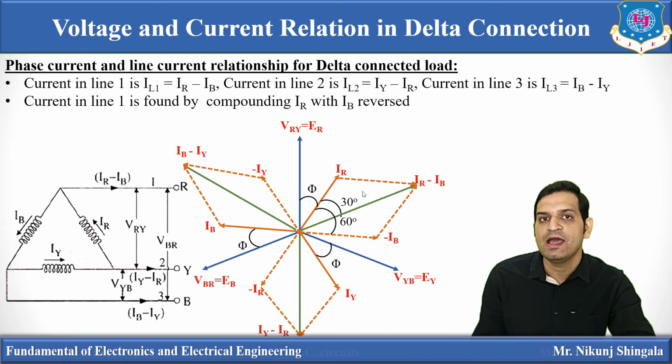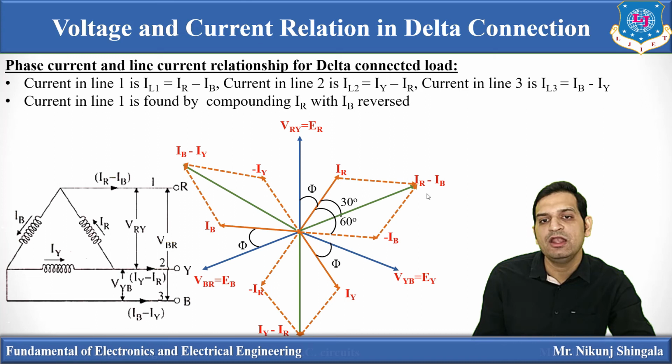Now IR is a phase current and IR minus IB is nothing but IL1, that is a line current. So from this phasor diagram we can see that for a delta connected system, the phase current leads the line current by 30 degrees, or the line current lags the phase current by 30 degrees.